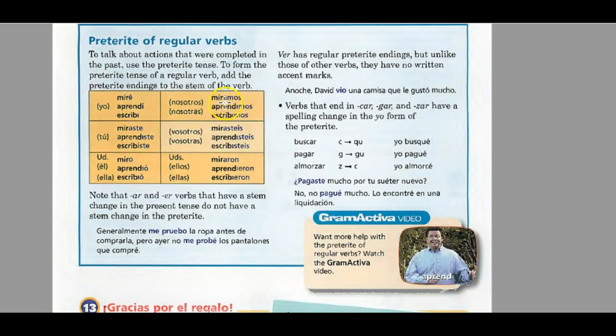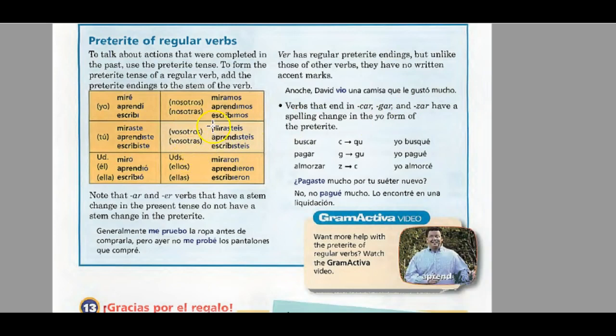Now in the nosotros, you have the same ending as you have in the present tense. Miramos. So miramos can be present tense or past tense. The same thing with the IR verbs. Escribimos, it could be present or past tense. The only difference is here with the ER verbs. Aprendimos instead of aprendemos. So the E of the ER verbs becomes an I in the preterite or past tense.